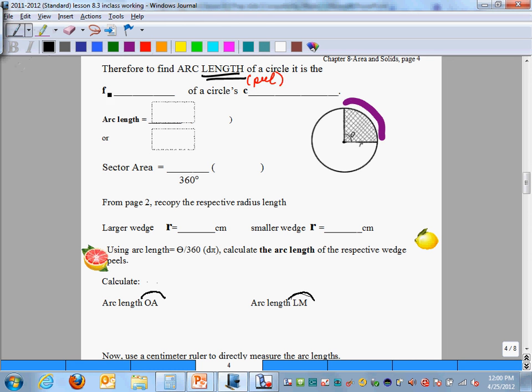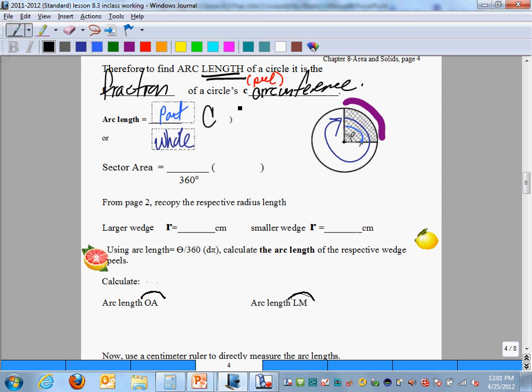Arc length is a fraction of circumference. The other was fraction of area. This is fraction of circumference. So how do you get that? Again, it's part over the whole, times, this time, the circle's circumference. So just put a capital C there. Not area. It's a piece of the circumference.